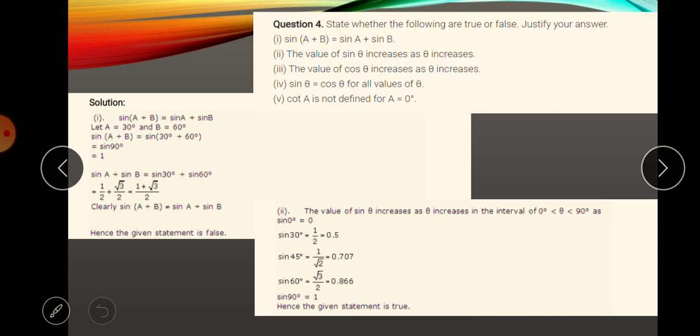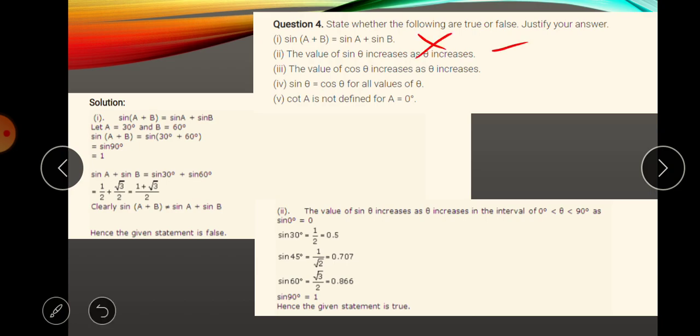You should justify, which means you should give some example. The value of sine theta increases as theta increases. Did you observe the table? 0, 1 by 2, 1 by root 2, root 3 by 2, 1. 0 to 1, yes, it is increasing slowly. So it increases. Yes, it is true. Okay, the first one is false.